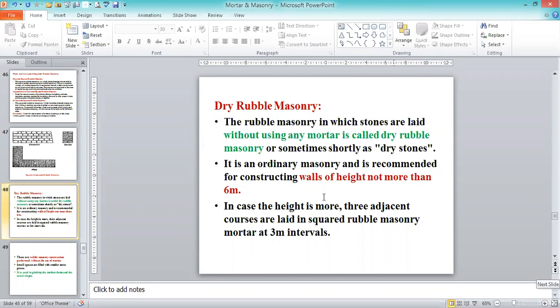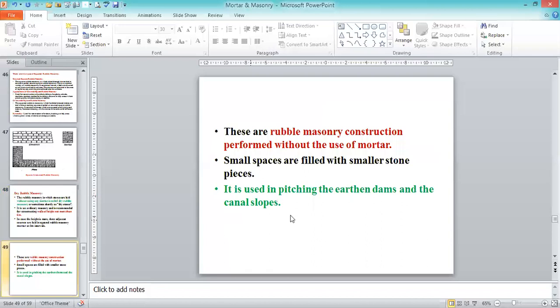So it is used for pitching the earthen dams as well as the canal slopes. Earthen dams means dams built with earth, and above that the lining is done with stones. Canals carry water, so the side slopes are provided with stone pitching. There we are not using mortar, just pressing the stones in, and we can complete the construction. That's why dry rubble masonry is used in canals.